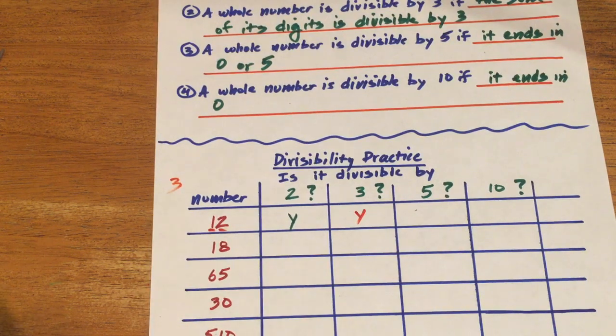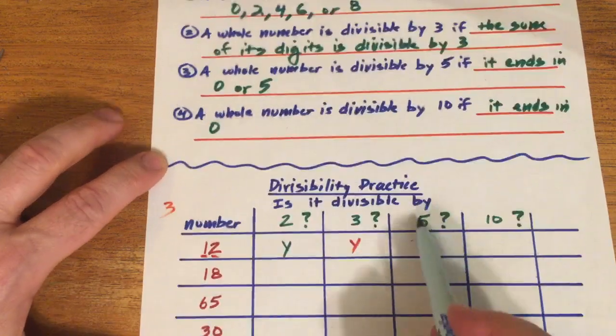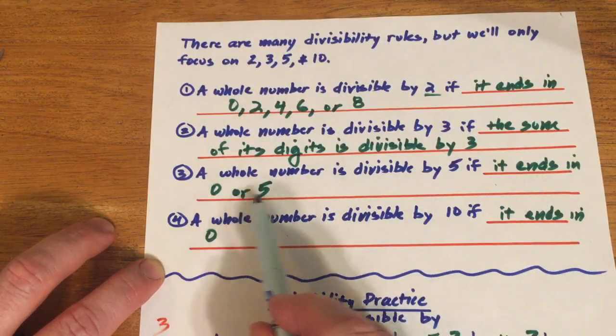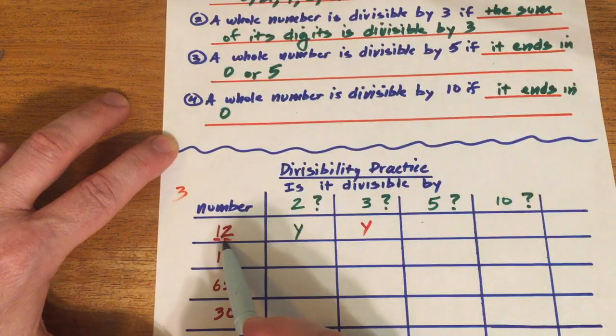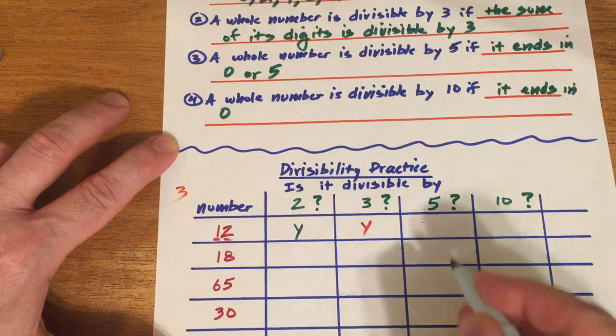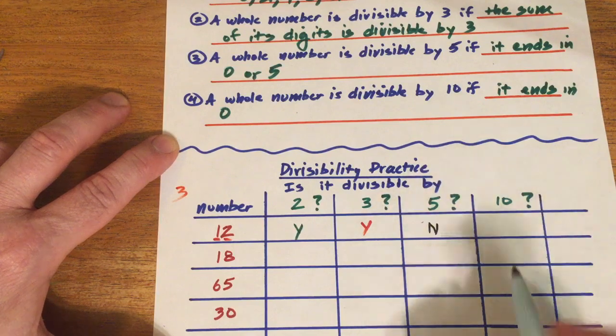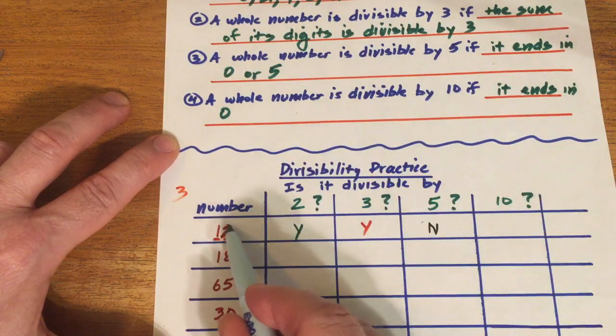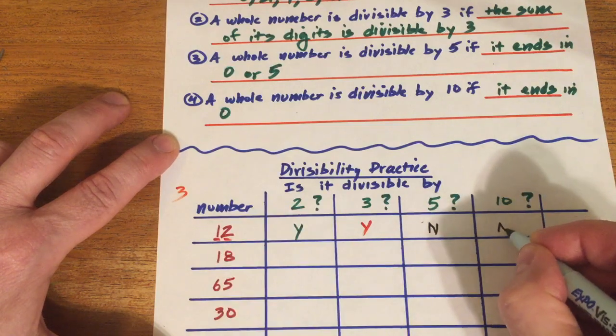Let's take a look at the next one. Is 12 divisible by 5? Well, our rule is it's got to end in a 0 or 5. And this obviously ends in a 2, so the answer is no. I'll put N for no. How about 10? Well, for 10, it's got to end in a 0. This does not end in a 0, so the answer is no.